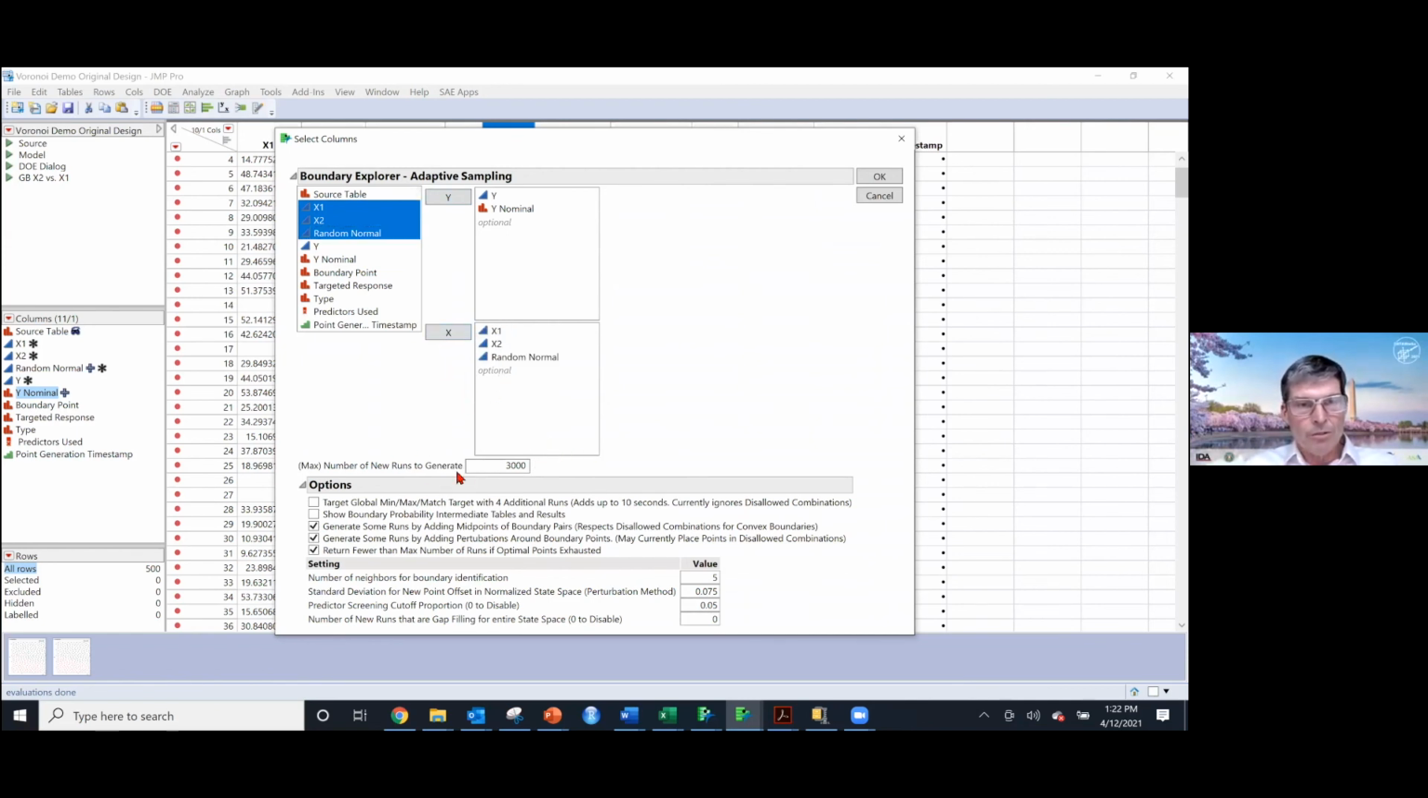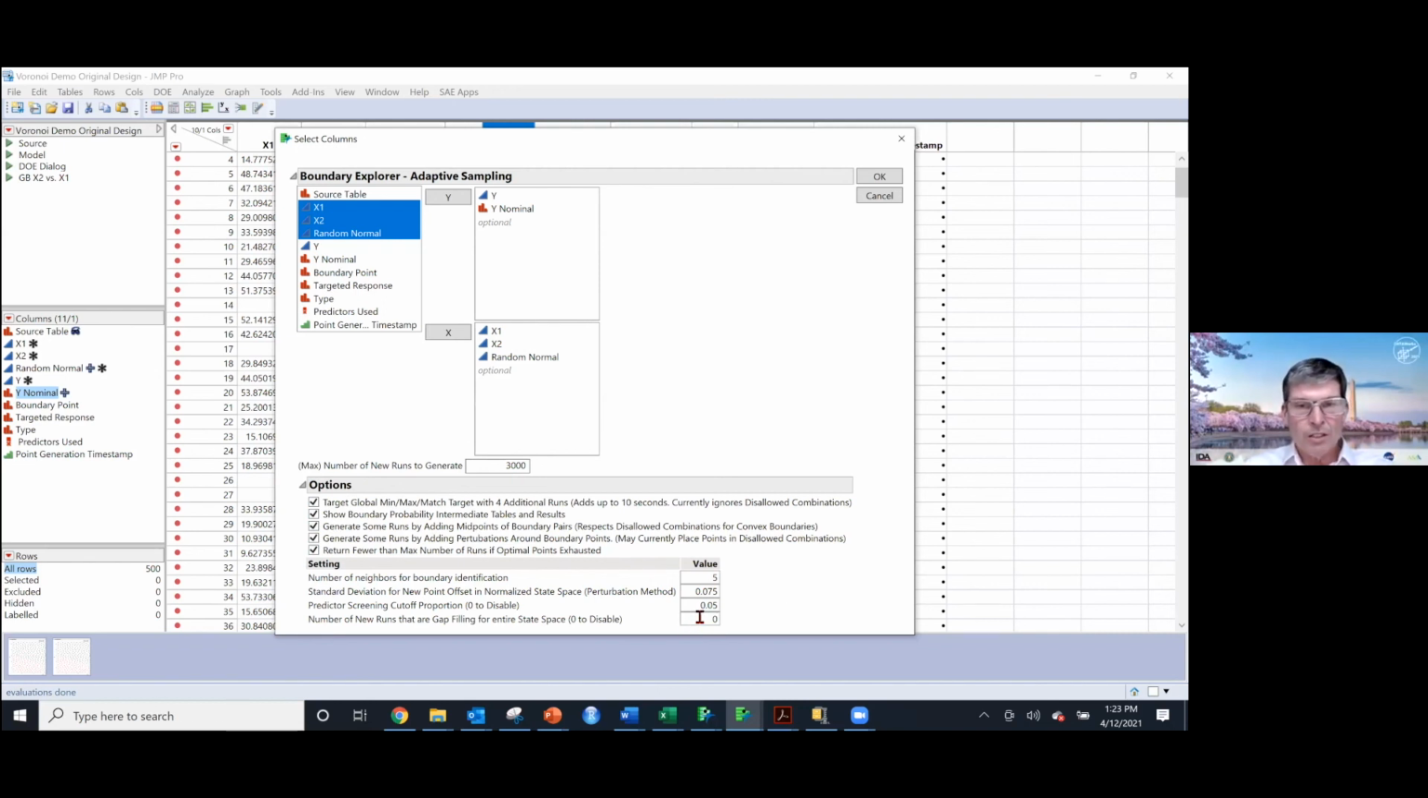And for max number of runs to generate, we'll just leave it at 3,000. We have 500 here, but we'll just leave it there. Now, here are some options. A lot of times in this boundary world, you want to look at the global min or max, or some sort of target that you want to put some additional runs at. I'm also going to show the intermediate tables that give you an idea of what's going on behind the scenes, because what we're using is a nearest neighbors algorithm. I probably should get this running because it may take a second or two.